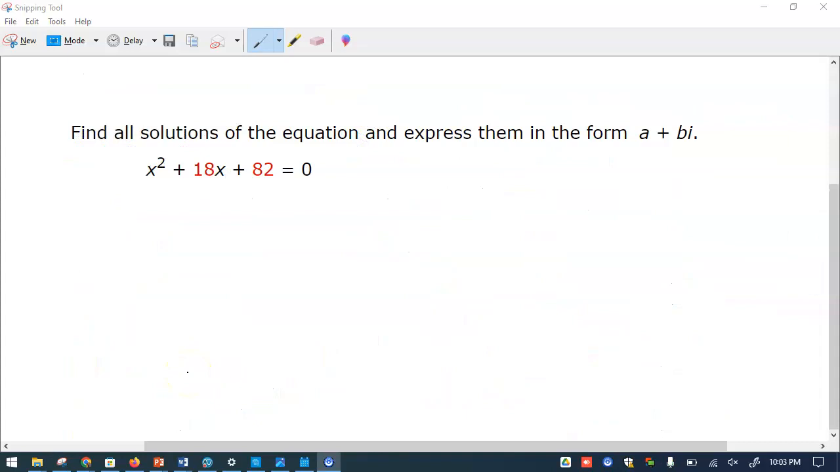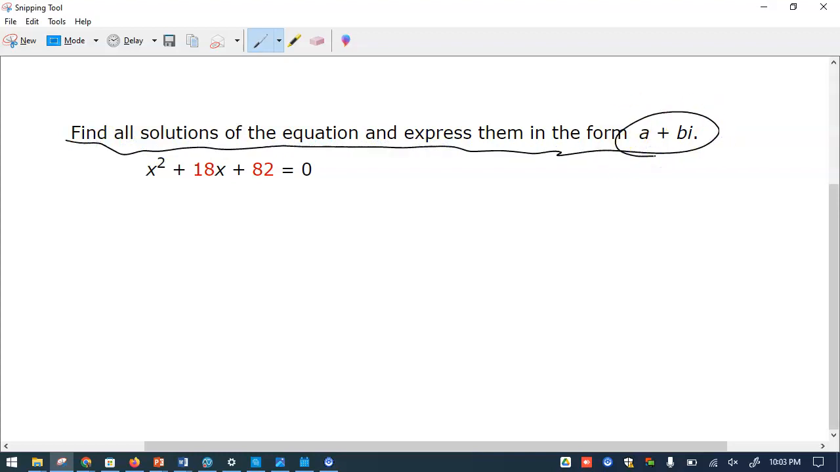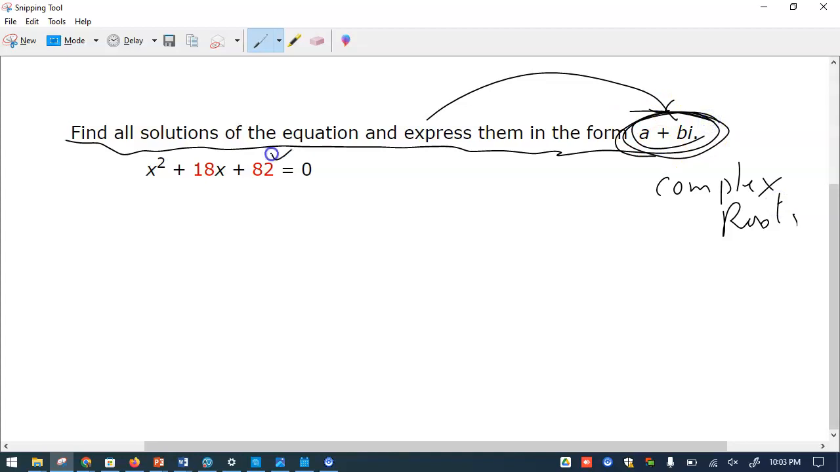Okay, so sometimes you may be given a question: find all the solutions of the equation, and express them in the form a plus bi. The moment they give you this, it looks like these are complex solutions, complex roots. So how do we know this is going to be a plus bi? You can see there's an 82, there's a 1 here. So the question is, can we do it this way, x plus n? So what are the numbers that go here? That's how we figure it out.